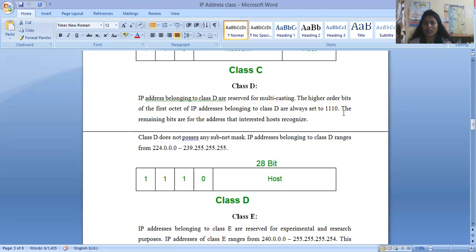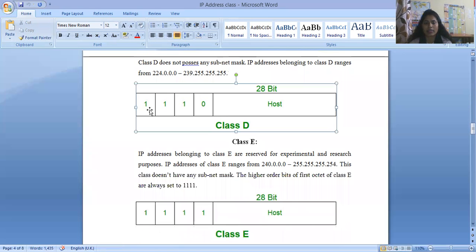The higher-order bits of the first octet of IP addresses belonging to class D are always set to 1110. The remaining bits are addressed to the interested hosts, and the IP addresses range from 224.0.0.0 to 239.255.255.255. Okay, so you can see here 1110. This is for the host ID, and the rest is the network ID.